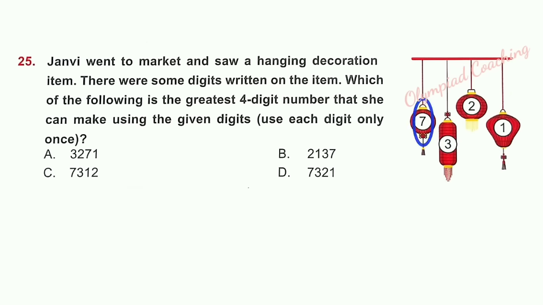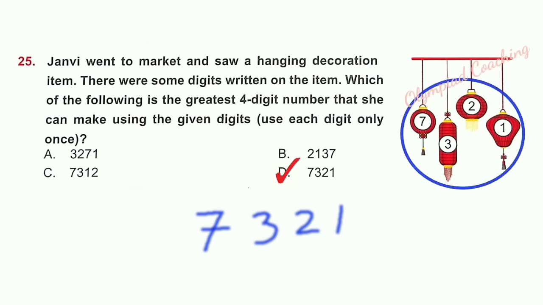Digits are 7, 3, 2, 1. To make a greatest 4-digit number, she has to arrange the digits in descending order. 7, 3, 2, 1. This is the greatest 4-digit number which can be found using only these 4 digits. So option D is correct.